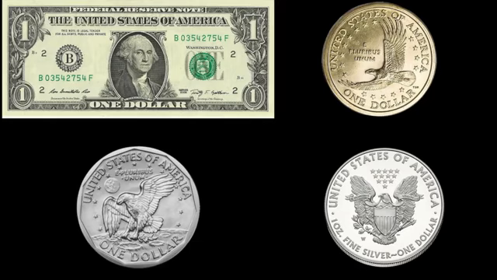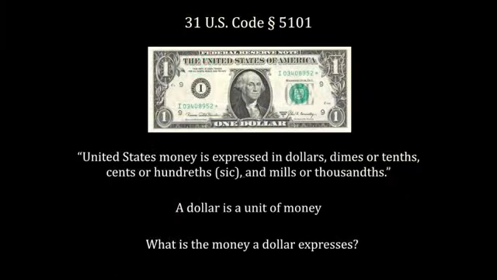But what exactly does it mean that they are dollars? The U.S. Code states, "United States money is expressed in dollars, dimes, or tenths, cents, or hundredths, and mils or thousandths." According to the U.S. Code, a dollar is what money is expressed in. In other words, it is a unit of money. However, if this is true, then we must ask, what exactly is the money a dollar expresses? This question is not so easily answered.